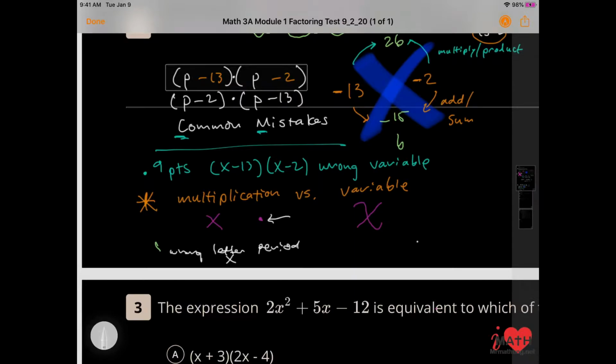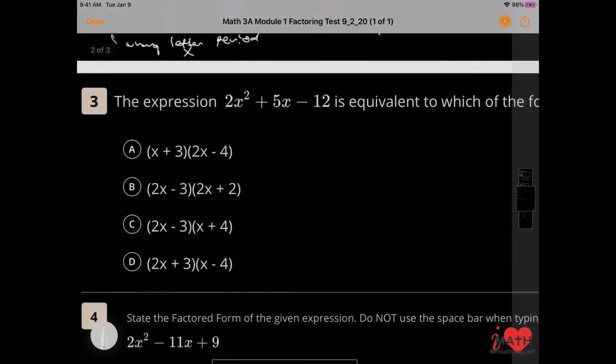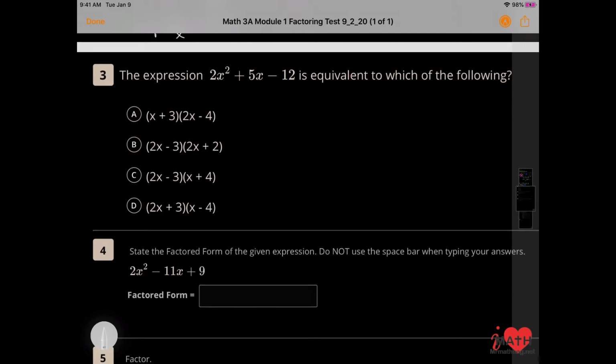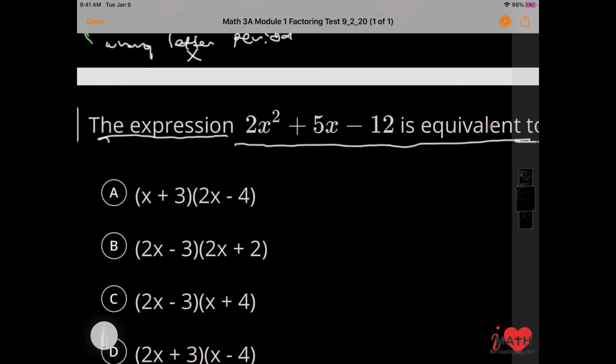All right, let's go over the next page, question number 3. Let's read it first. The expression, it's an expression because there's no equal sign, 2x squared plus 5x minus 12 is equivalent or equals to which of the following? So I'm going to do the same thing. I'm going to write my standard form above it to identify my A, B's, and C's.